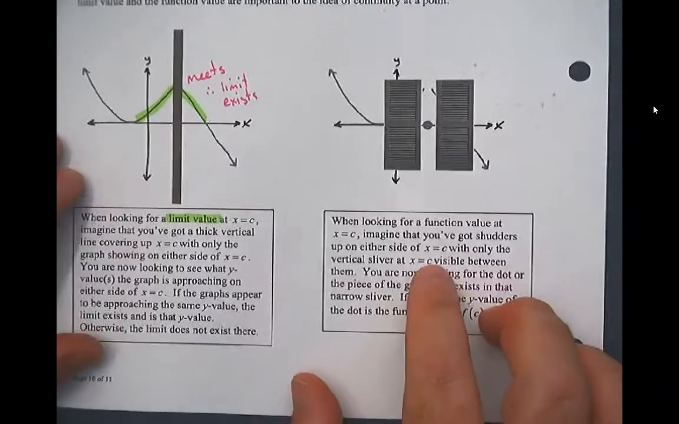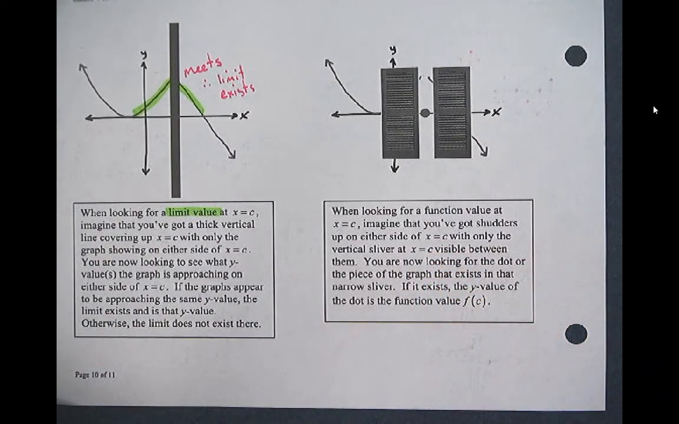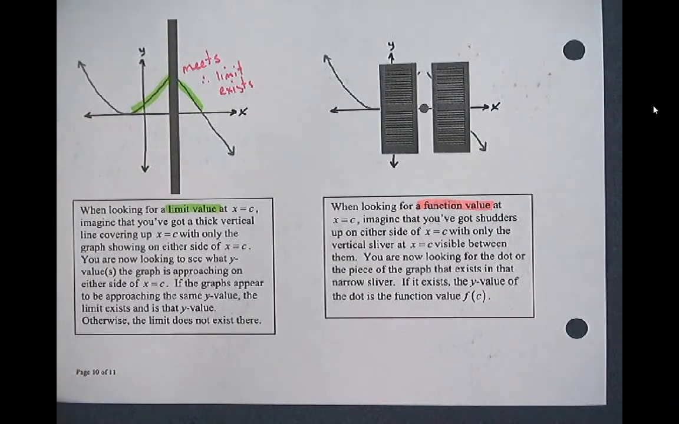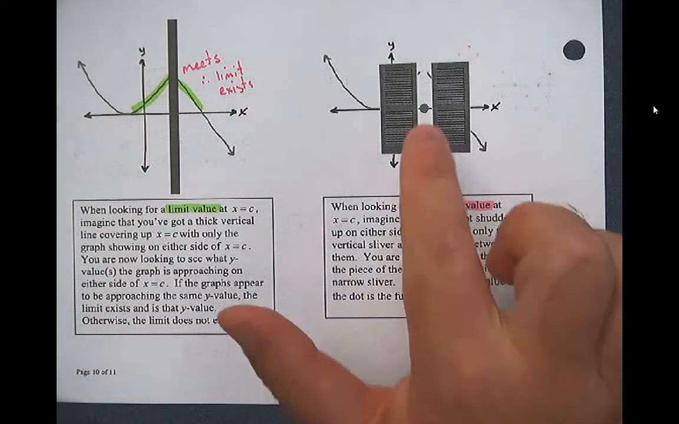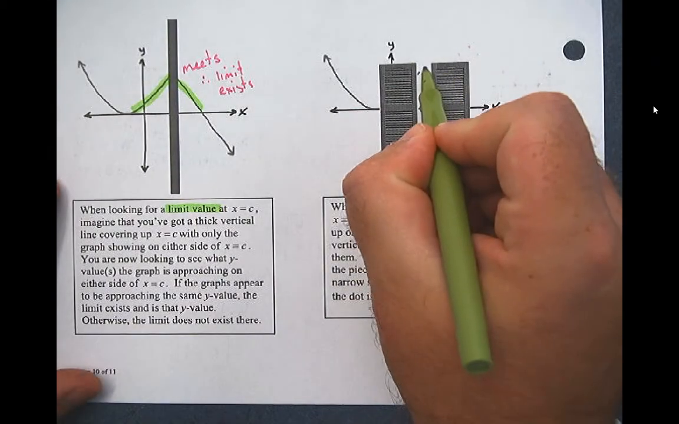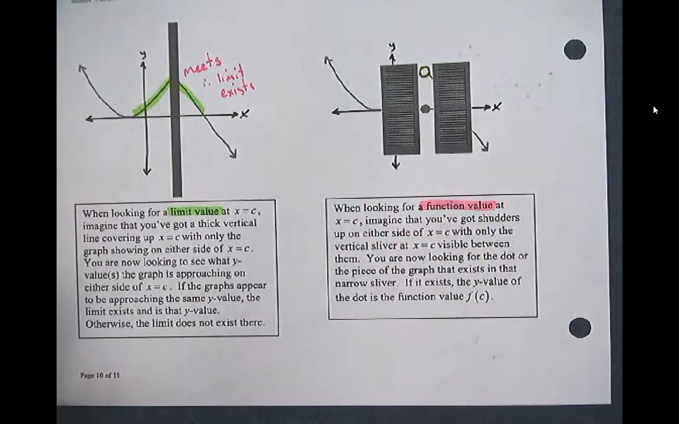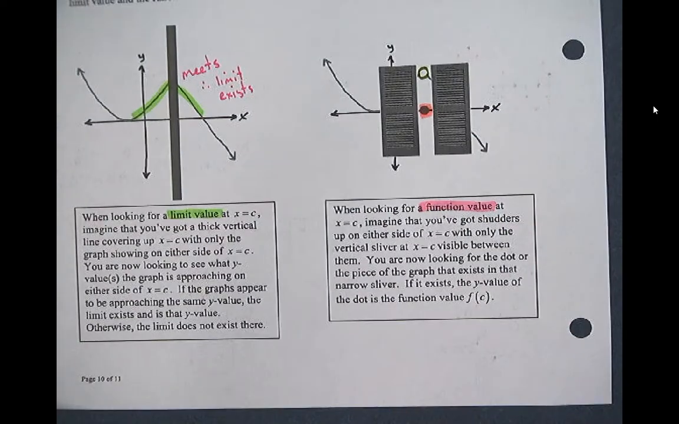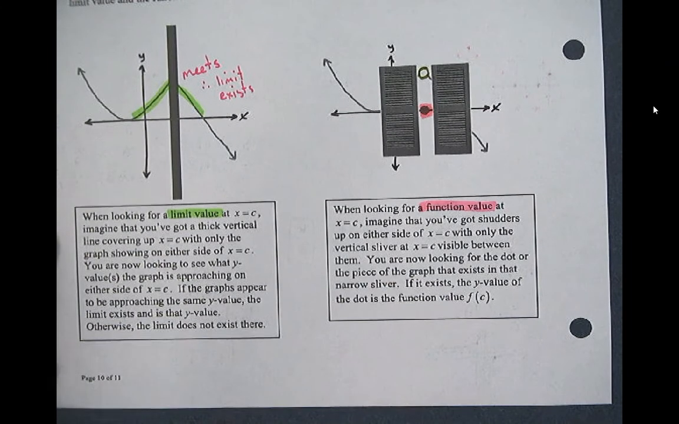Now, when I'm trying to figure out the function value, I don't care what's happening from one side to the other. I don't care where the graph actually goes. What I care about is where the point is. And the way he drew it here, he had the function meeting up here when the actual point, the function value, was down here. So the function value doesn't care where the graph is supposed to go. It's just wherever the graph actually goes.